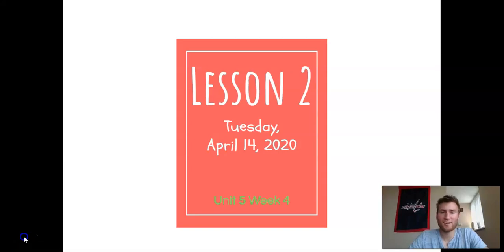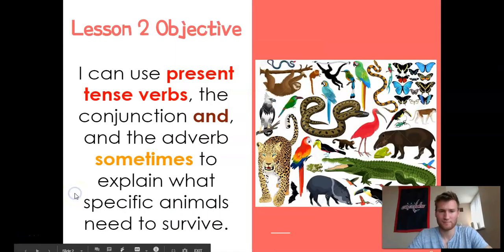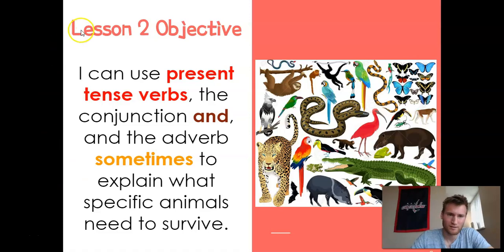Good morning, second grade. It's Mr. Sanjamino here, and I'm very excited to virtually teach you all ELD today. We're going to continue to talk about what grassland and jungle animals need to survive. Let's go ahead and read the objective together. You should read along at home with me while I read.